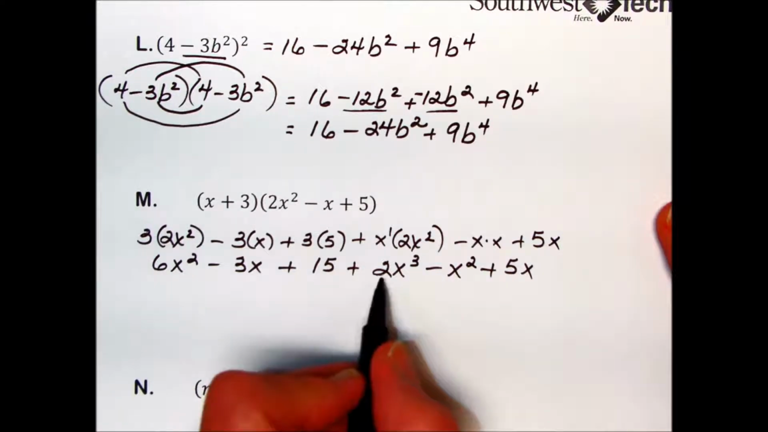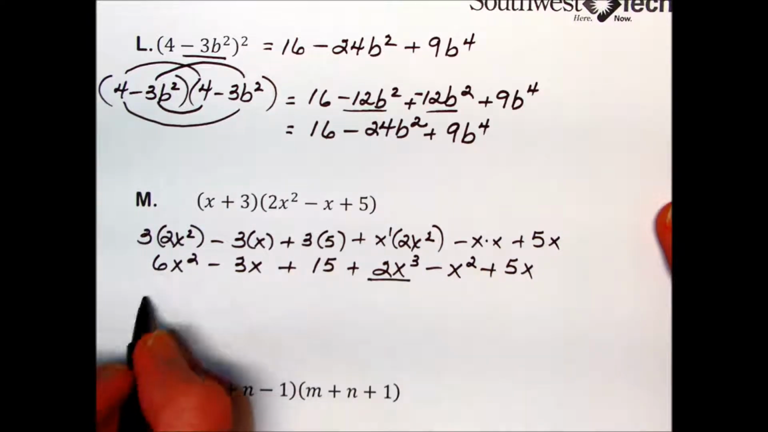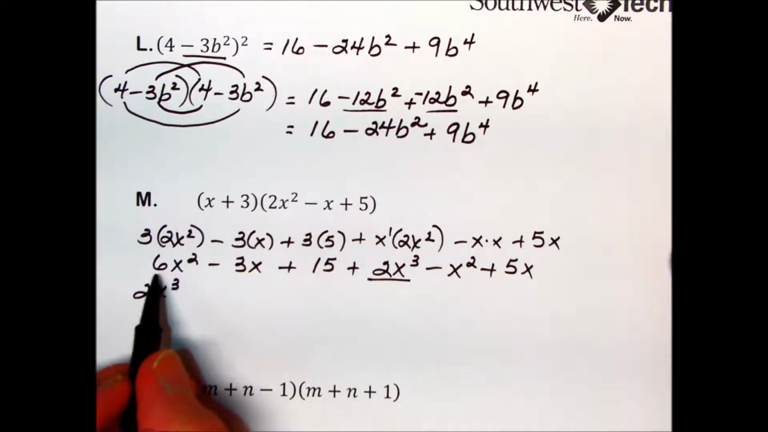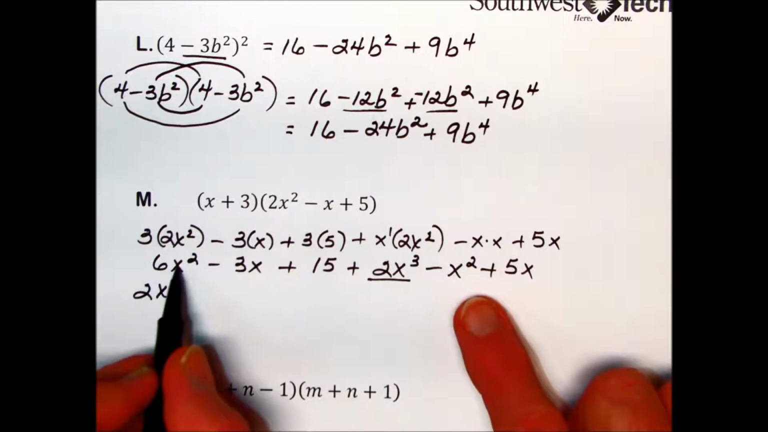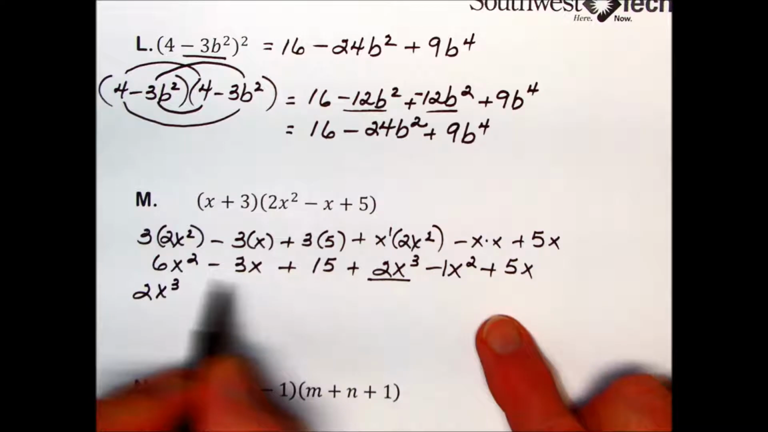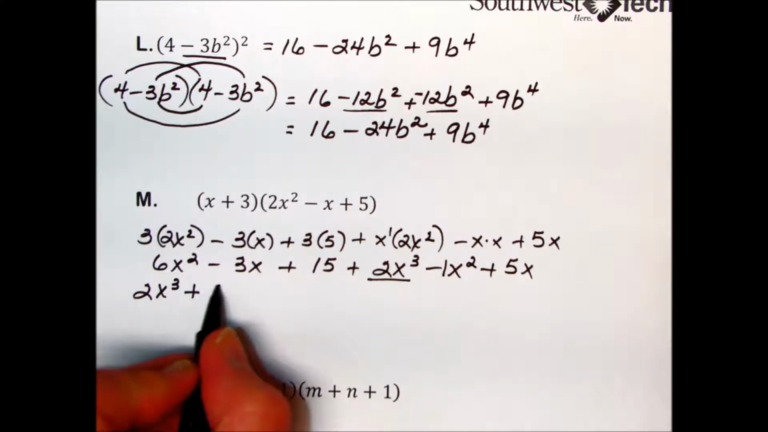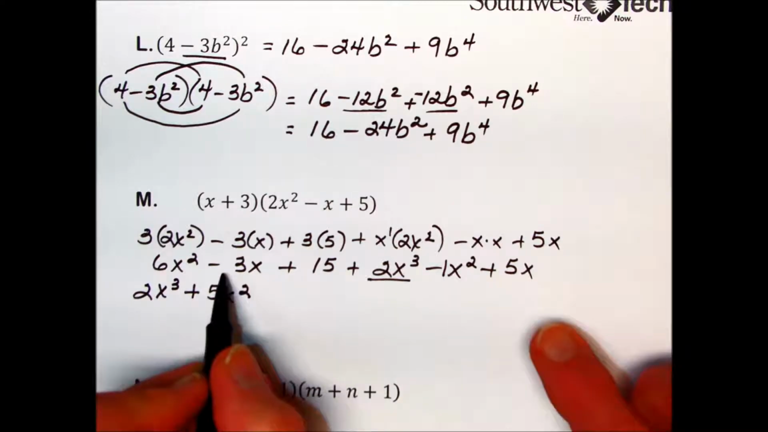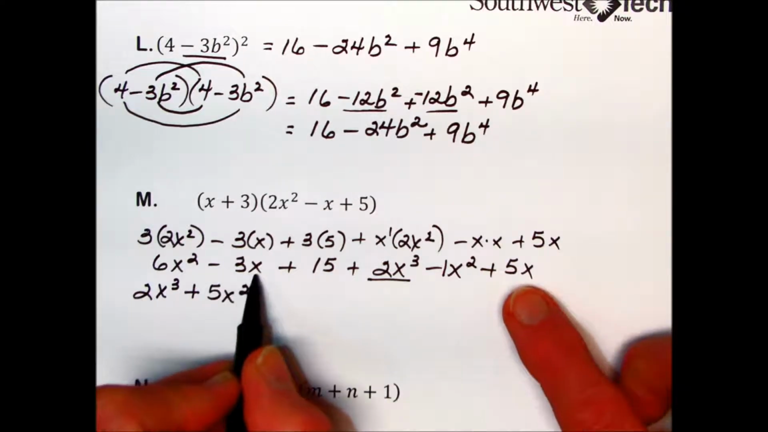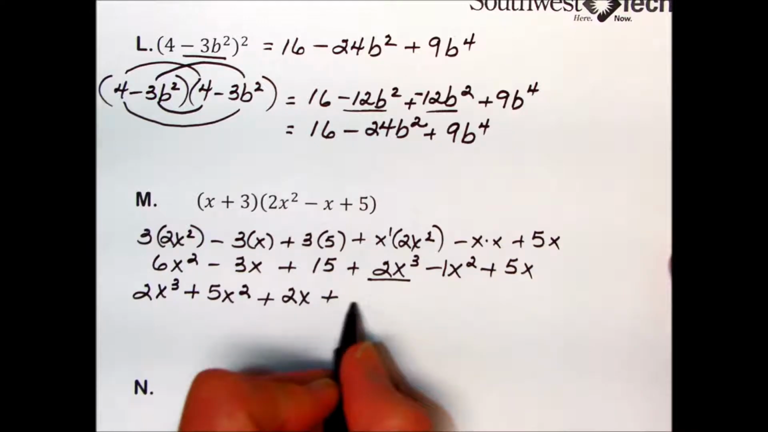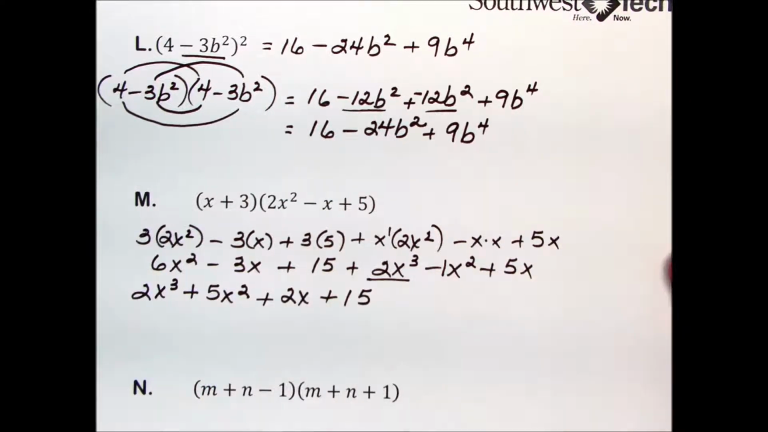If we simplify this and put this in decreasing powers, I'm going to put the 2x to the third first. There is only one of those. Next, I'm going to combine the squared terms. We have a 6x squared minus 1x squared. 6 minus 1 will leave us with a positive 5x squared. Next, we have a minus 3x plus 5x. 5 minus 3 is a 2x. And then we have our constant term of 15.